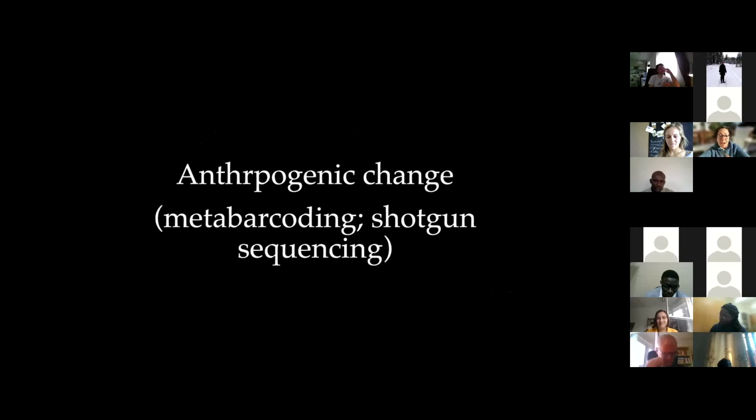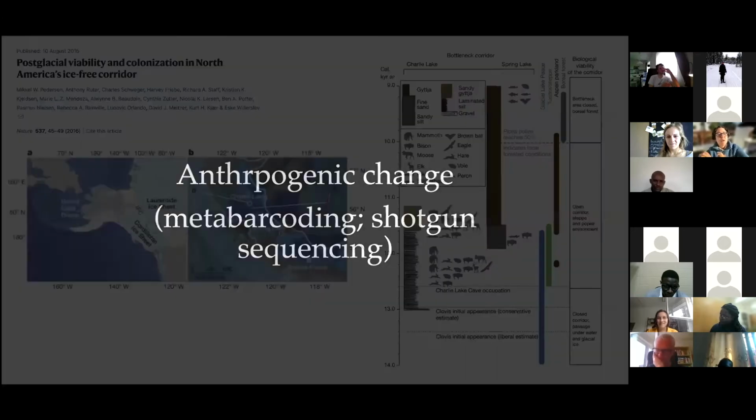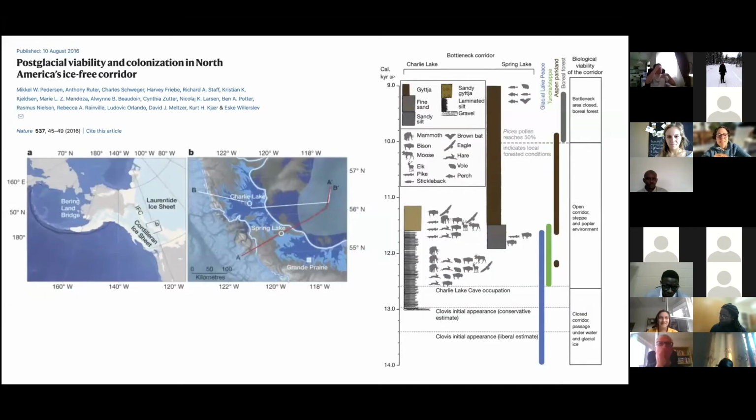We can look at how humans have impacted a landscape. Here was a paper that was published in 2016, focusing on this part of North America that's called the ice-free corridor that sits in between the Laurentide and Cordilleran ice sheets there. People were wondering, when did people get there? And did people use this passage?